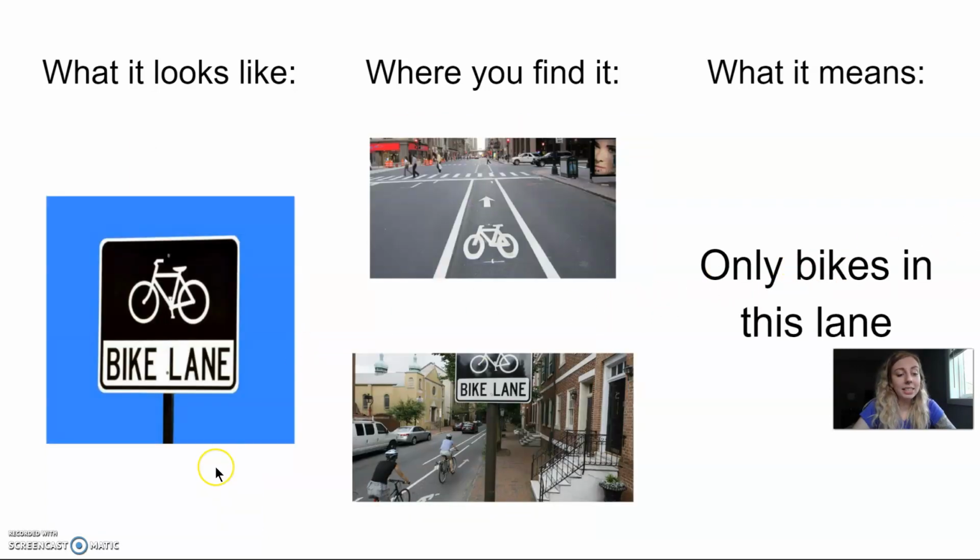So the next one is the bike lane sign. This is what it looks like right here. It can be a regular sign on the street, or it could be painted into the street like this, and this is what you see many times on the street, and this just signifies that only bikes can go in this lane, okay?